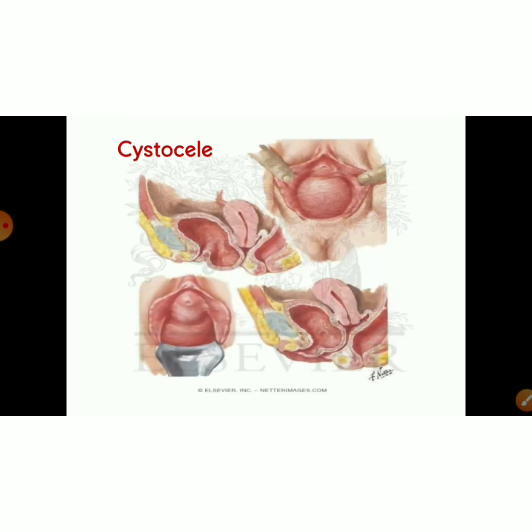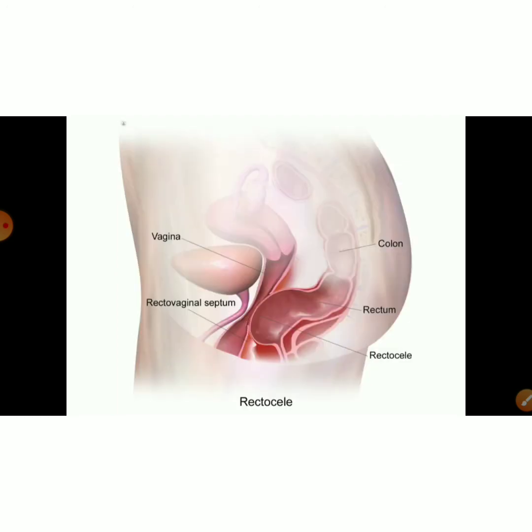So, cystocele, as you know, is a prolapse of the anterior wall of the vagina due to pressure of the urinary bladder. So, this is how the cystocele will appear when the patient is in the lithotomy position. Whereas in the rectocele, the prolapse of the posterior vaginal wall by the pressure of the rectum will occur. So, you can see that rectocele is impinging on the posterior vaginal wall. There are several degrees for the rectocele also.